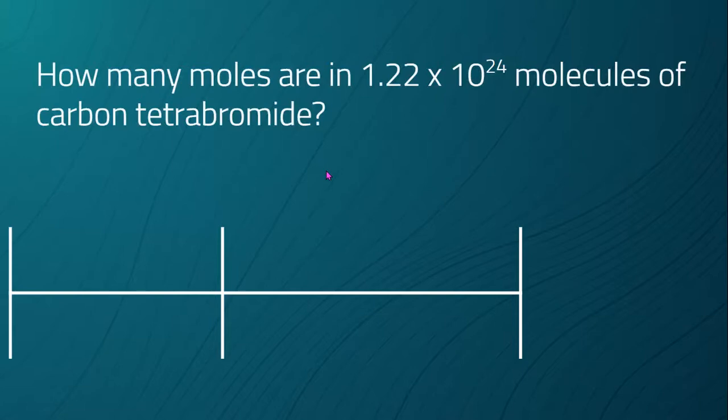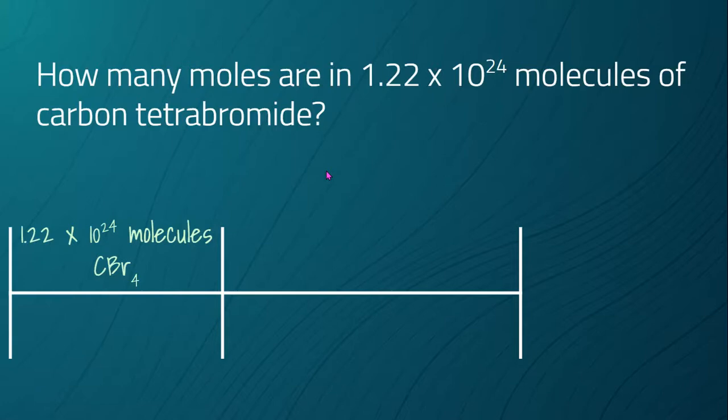The next one says how many moles are in 1.22 times 10 to the 24th molecules of carbon tetrabromide? Remember, carbon tetrabromide, that tetra is telling us that it's a covalent compound. The lack of a prefix on the carbon tells me there's one carbon. Tetra on the bromide tells me there's 4 bromines. So I'm going to start by plugging that number given to me in the problem into the upper left-hand box. 1.22 times 10 to the 24th molecules of carbon tetrabromide, and it's molecules because we are working with a compound.